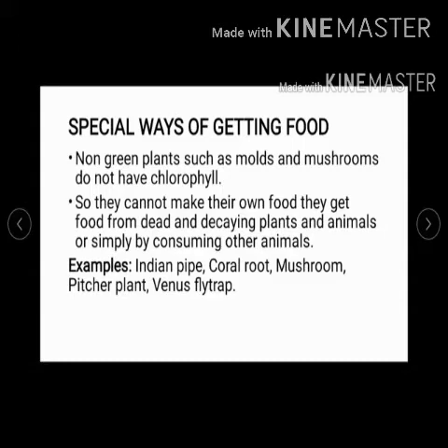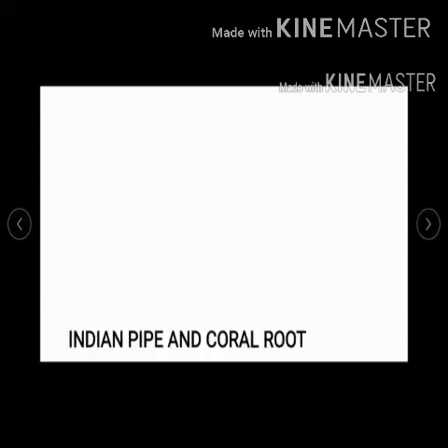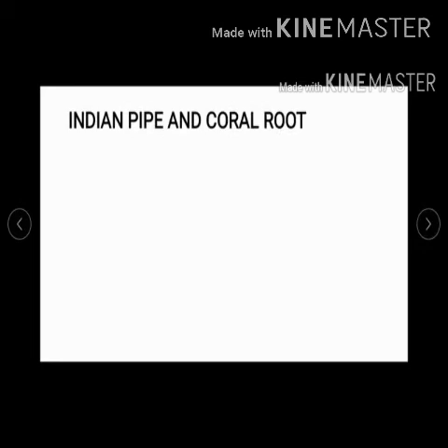But before that, we have certain examples over here like Indian pipe, coral root, mushroom, pitcher plant, Venus flytrap. So all these things are basically categories of plants which are non-green in color, which lack chlorophyll. So they are going to obtain their food in different ways. Now, what is the first category that we are looking into? It is Indian pipe and coral root.